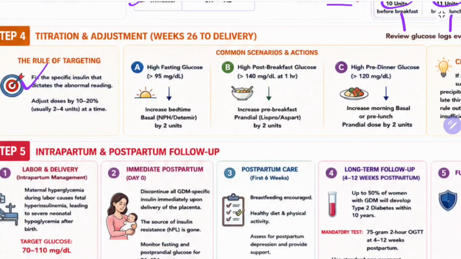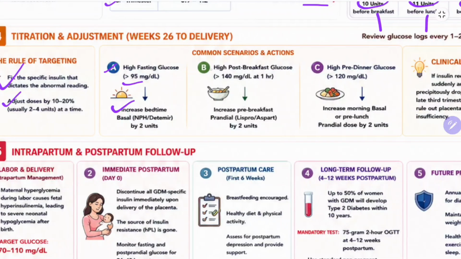Rule of targeting: fix the specific insulin that dictates the abnormal reading. Here the rule is, fix the abnormal reading. Adjust the doses by 10 to 20%, usually 2 to 4 units at a time. So if fasting glucose is more than 95 milligram per deciliter, in this case increase the bedtime basal by 2 units.